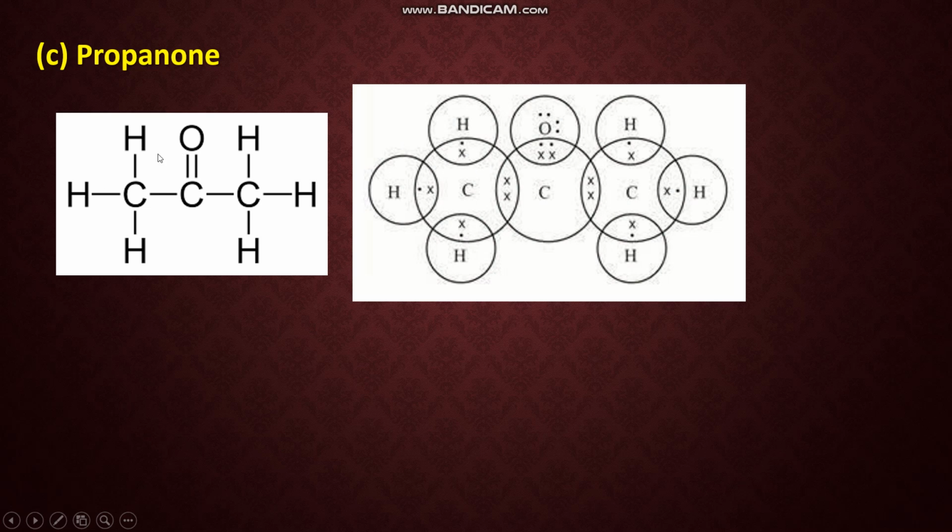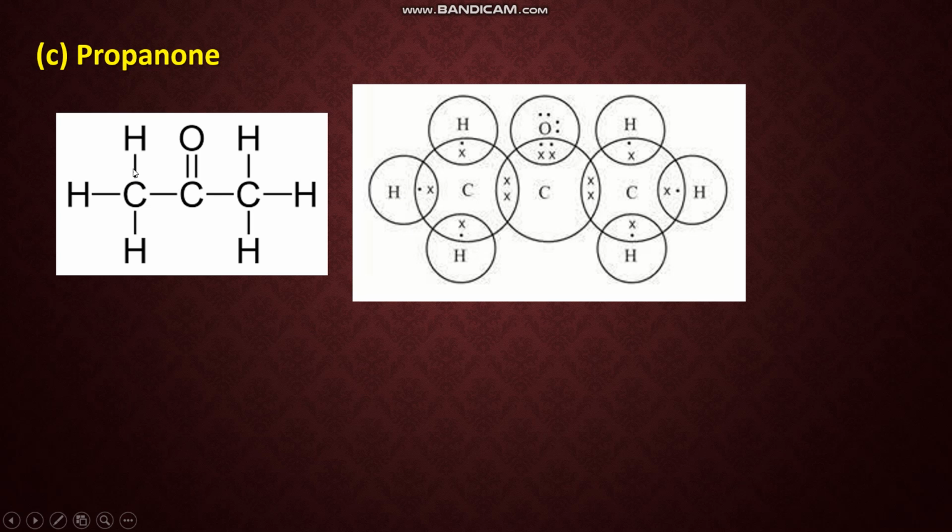Let us see. Draw one circle around this carbon, one circle around this carbon, one circle around this carbon, and around each hydrogen draw one circle each, and one circle for this oxygen. Now, look at the bond. So, first you draw the structure. After that, next step you draw the circles. Next, you have to represent the electrons.